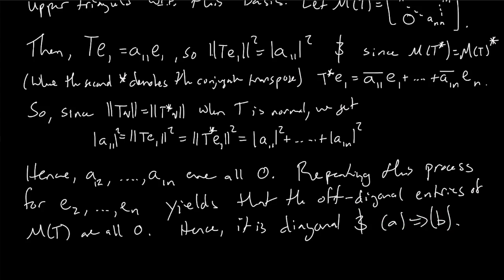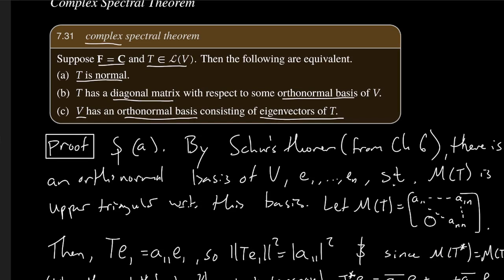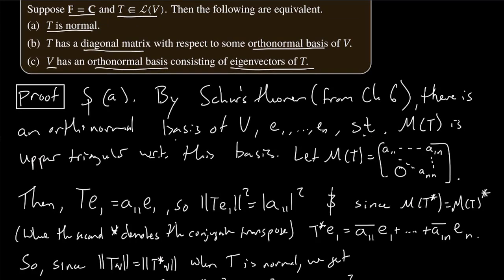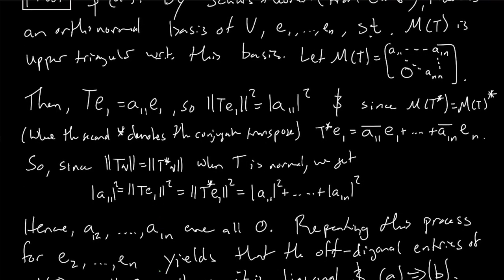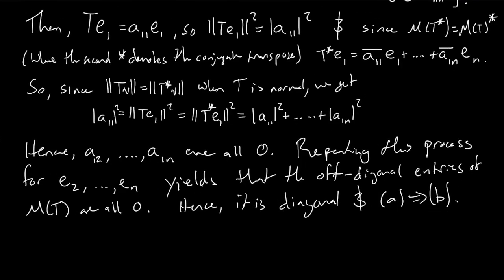Oh, that's cool. Okay, so remember, A said that T was normal. B says that T has a diagonal matrix with respect to some orthonormal basis of V. Kind of like the real case, we said we can get the matrix to be upper triangular with respect to some orthonormal basis. And then we showed that this means the matrix actually has to be diagonal. We couldn't just do the trick where we transposed it, because we also have to conjugate here, but just using some nice facts about normal operators, that they preserve norms, that the norm of TV is equal to the norm of T adjoint V, we were able to get this claim of diagonality.